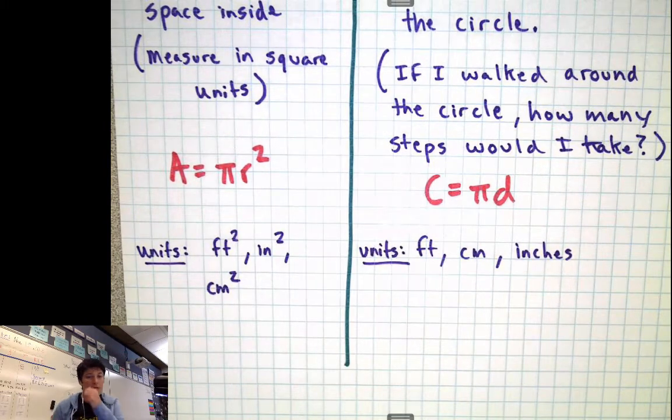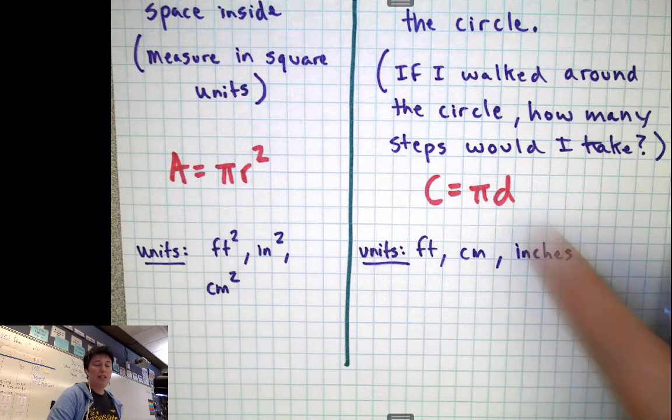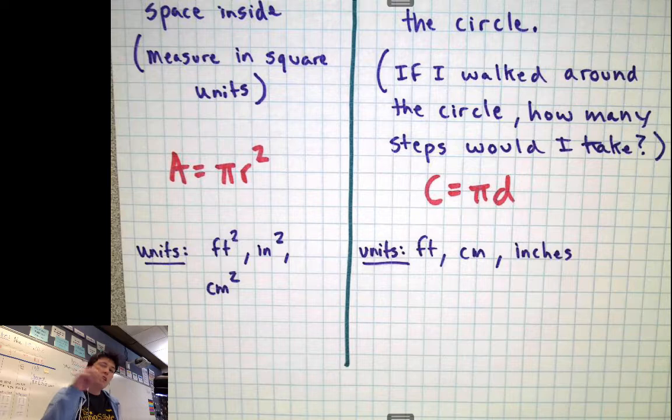For both formulas, it's probably easy just to memorize them, but I want you to understand what they actually mean. If I'm finding the area of a circle, I'm finding the space inside. If I'm finding the circumference of a circle, I'm finding the distance around the circle.